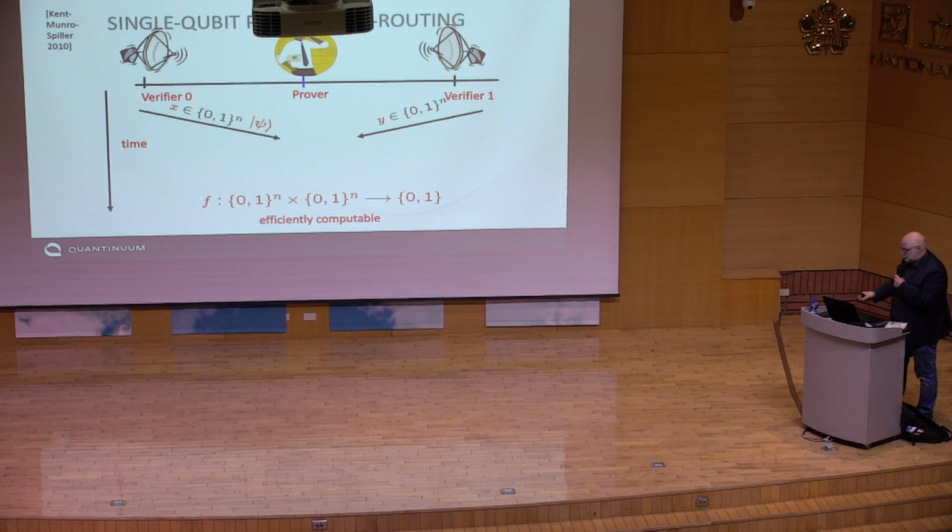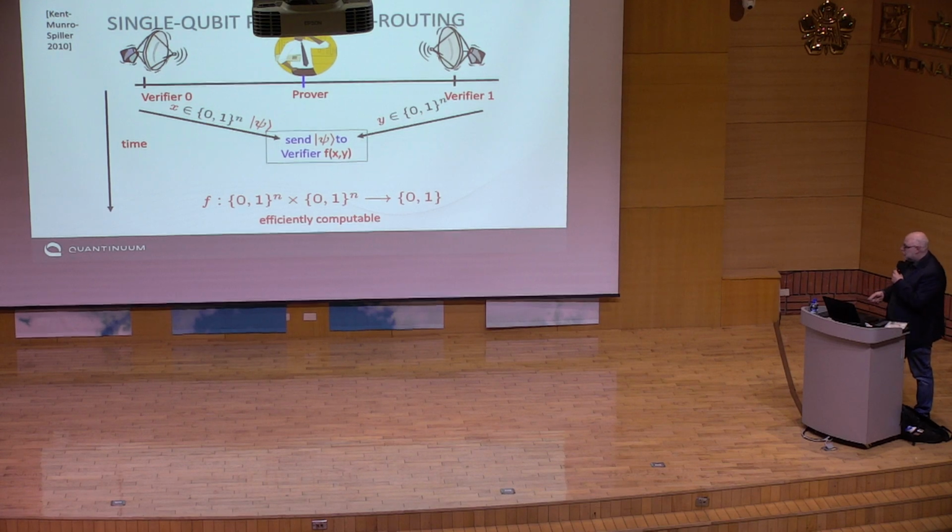Verifier 0 sends a string of n bits to the prover and a random qubit. And verifier 1 sends a string of n qubits to the prover. And the prover, upon receiving these, computes the value of f of xy, which is either 0 or 1.